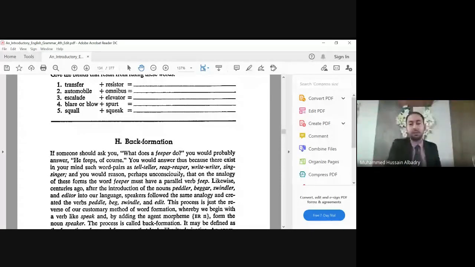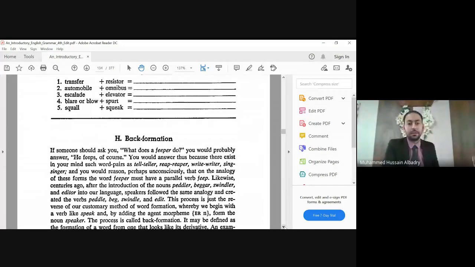What is the origin of writer? Write. Singer, sing. Teller, tell. And you would reason, perhaps unconsciously, that on the analogy of these forms, the word fever must have a parallel verb. Likewise, centuries ago, after the introduction of the nouns builder, beggar, swindler, and editor into our language, speakers followed the same analogy and created the verbs build, beg, swindle, and edit. See, this process is just the reverse.